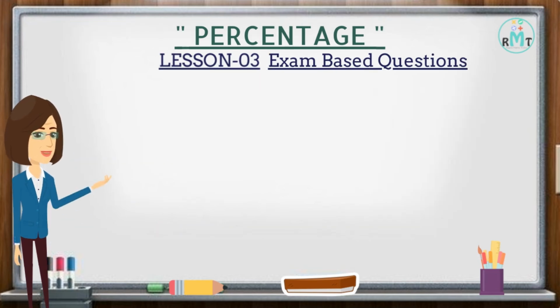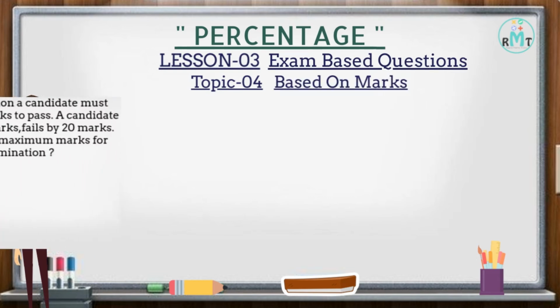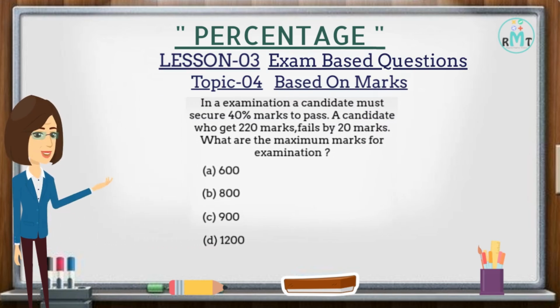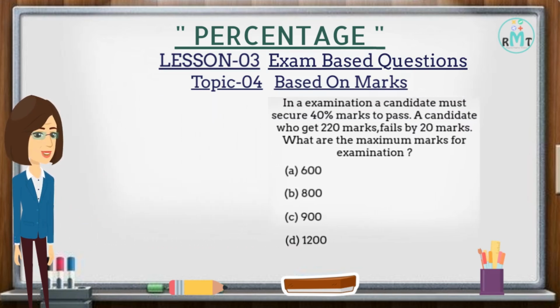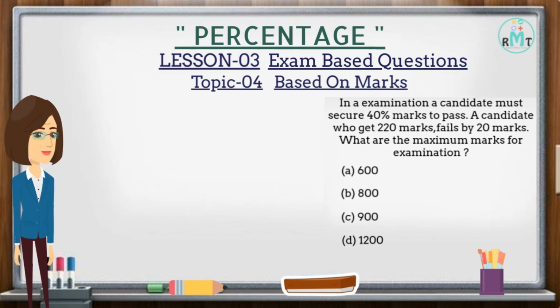Now, let's try to solve a problem on topic 4, which is based on marks. Problem 1. In an examination, a candidate must secure 40% marks to pass. A candidate who gets 220 marks fails by 20 marks. What are the maximum marks for the examination?